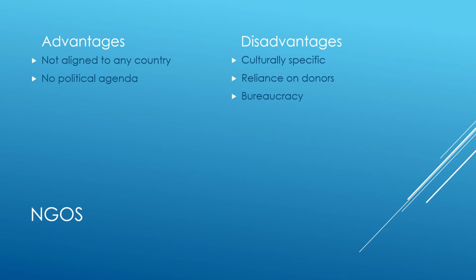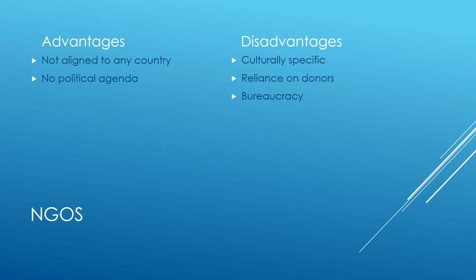So some of the advantages to being an NGO are that you are not aligned to any country. So in theory, NGOs are independent politically, and they don't have a political agenda. They also don't push the foreign policy of any particular nation. So you'll find with most NGOs, they are, for example, Amnesty International. So Amnesty doesn't identify with one particular country.